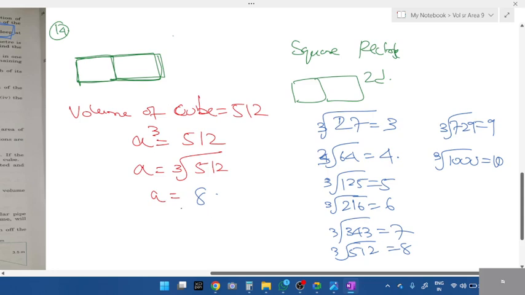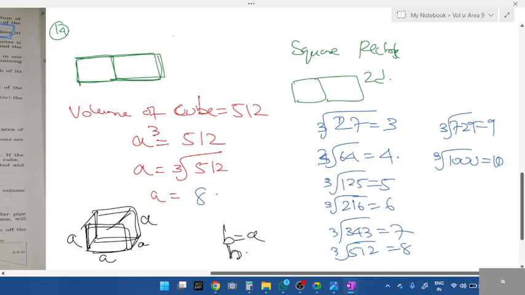Yes, completed till here. See, if A is equal to 8, look at the students, length, breadth, height. For a cube, all of these will be equal: length, breadth and height. Height is also A, breadth is also A, students. Remember, whenever you join two cubes together, the breadth will remain the same, the height will remain the same.